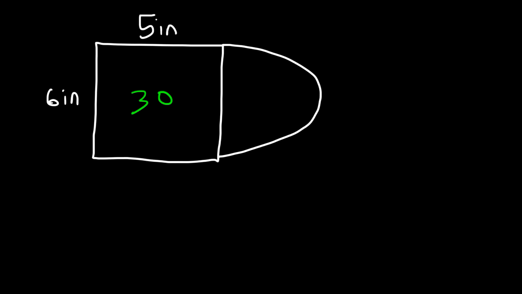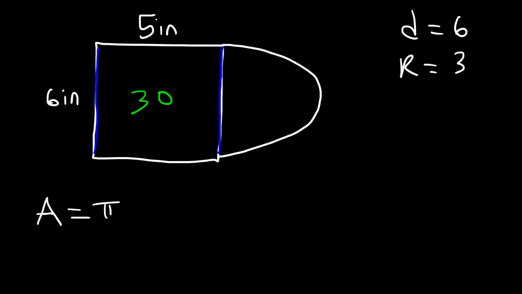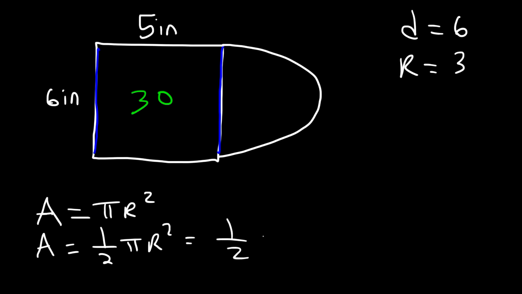Now what about the area of a semicircle? Notice that we have the diameter of the semicircle. The diameter is 6 inches long. So if the diameter is 6, the radius is half of that. Half of 6 is 3. Now the area of a complete circle is pi r squared. The area of a semicircle, or half of a circle, is 1/2 pi r squared. So it's going to be 1/2 pi times 3 squared.